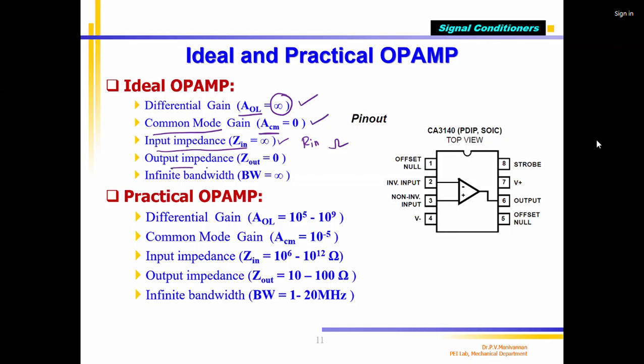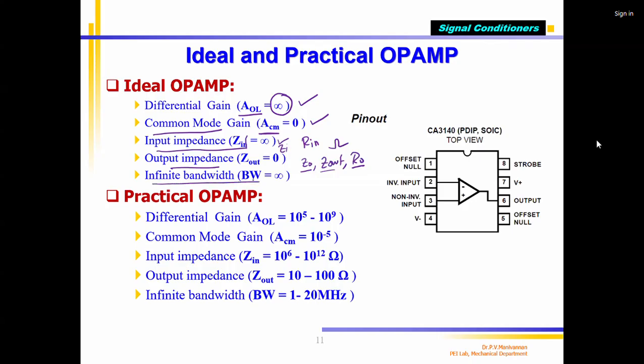Then output impedance of the op-amp is called Z-out, or in some books Z0. This is called Z-in or R-in. Similarly, they call it Z0, Z-out or R0, output resistance, output impedance. These are different terminologies. What should be its value? It should be 0. Then the fifth important parameter is the bandwidth of the op-amp.